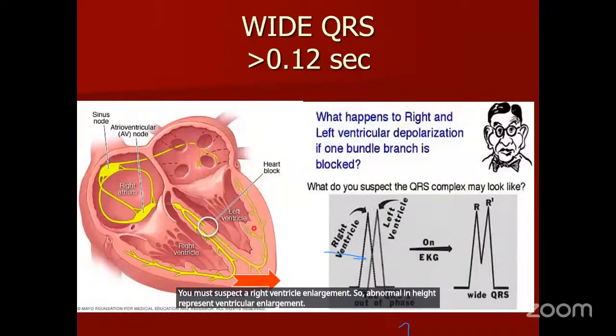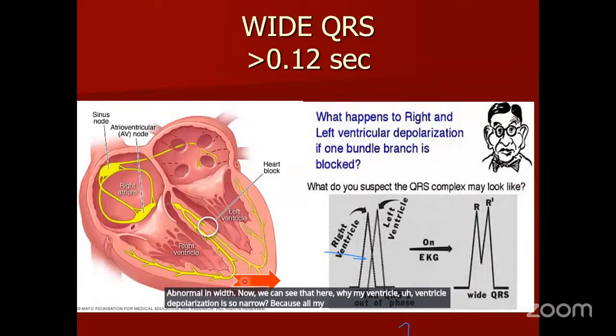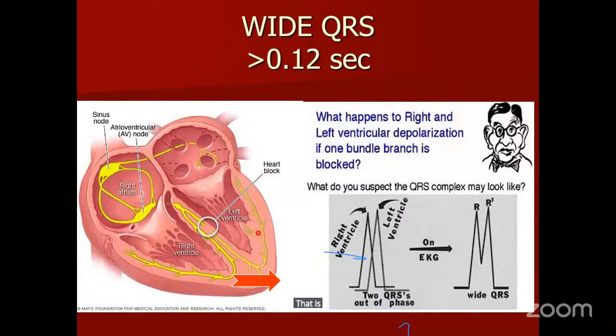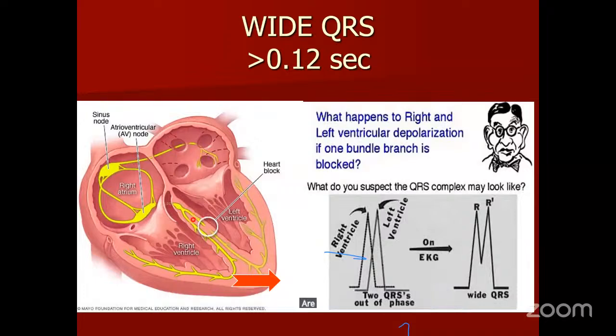Abnormal in width. Now we can see that here. Why is my ventricular depolarization so narrow? Because all my ventricular muscle cells are depolarized by specialized conduction of the heart. That is one point. Second point is because the right bundle and the left bundle are intact, both ventricles are depolarized simultaneously. There are two reasons why your QRS is narrow. One, both ventricles are depolarized simultaneously. Second, all the ventricular muscle cells on the left side, on the right side are supplied by the specialized conduction system of the heart.